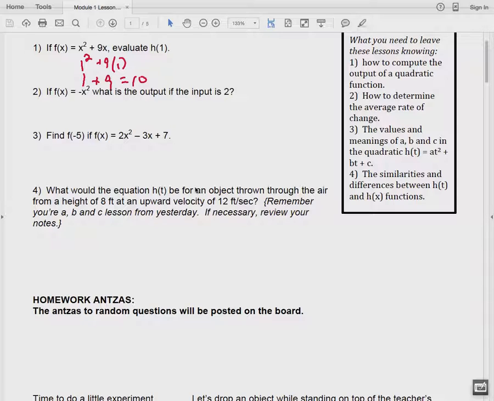So in this case, I have to square it first, then negate it. Remember, to negate means to change its sign. So if I give an input of 2, I square 2, what's 2 squared? 4. Then I negate it, and I get what? Negative 4.